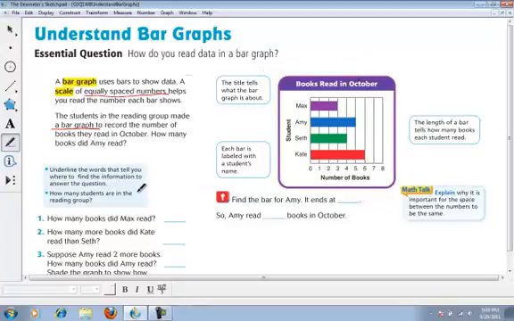How many students are in the reading group? Well, I'm going to look in the bar graph and see how many students there are on my bar graph. That will tell me how many students there are in the reading group. And I see Max, Amy, Seth, and Kate. So that must be 4.